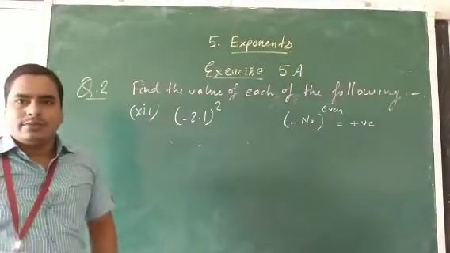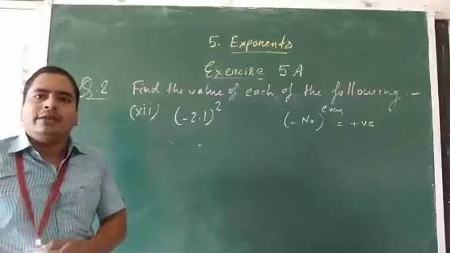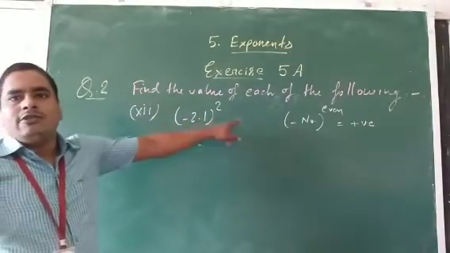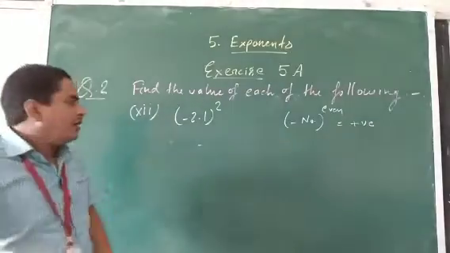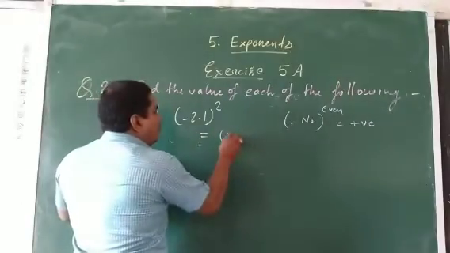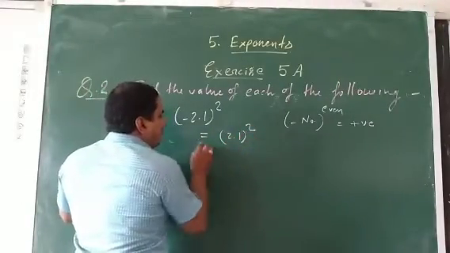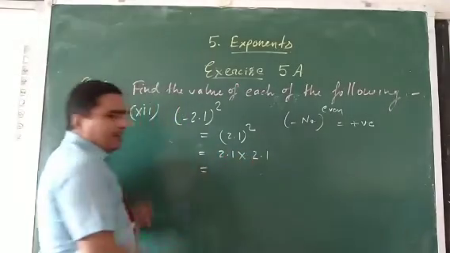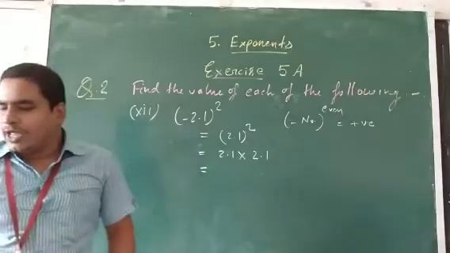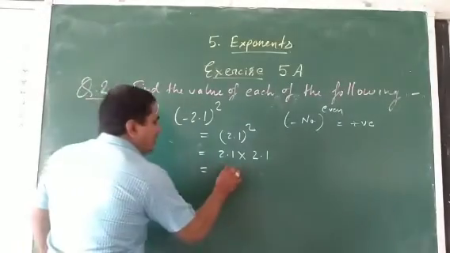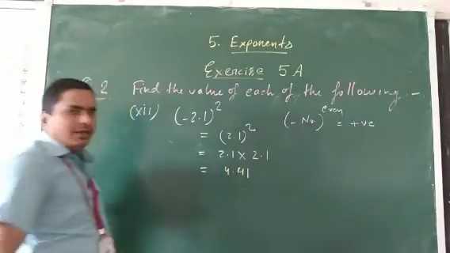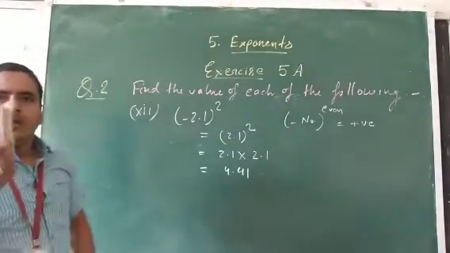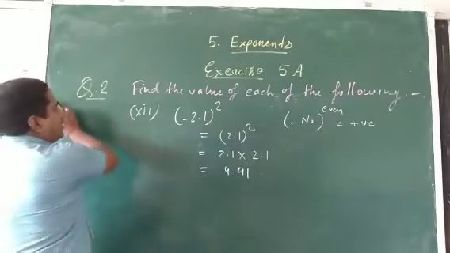Value is always positive. Okay, if there is a negative number and its power is even, then its value will be always positive. Clear? So it becomes what? 2.1 to the power 2. So 2.1 into 2.1, multiply this. Okay, you'll get the answer, what? 4.41. Clear? Okay.